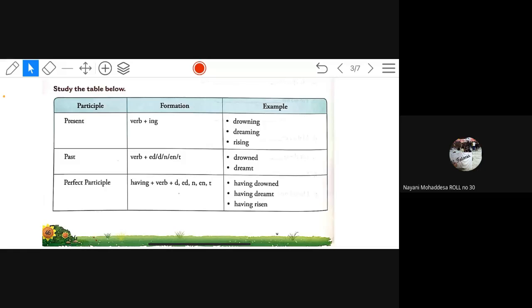Then the perfect participle is also very easy to identify because you will see having. Before the verb, what will be there? Having plus verb. Before the verb, having will come, and after the verb, d, ed, or t will be there. Having drowned, having dreamt, having risen. So wherever you see having plus the third form of the verb, that is called a perfect participle. Can you easily identify all these three now, or is there any doubt?